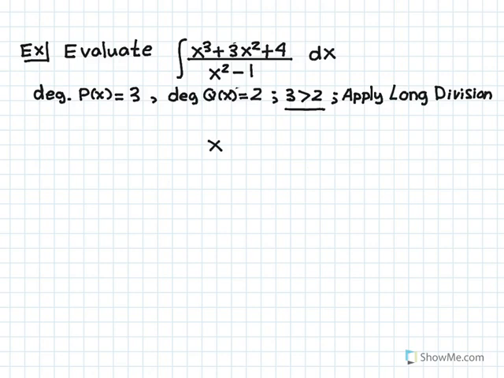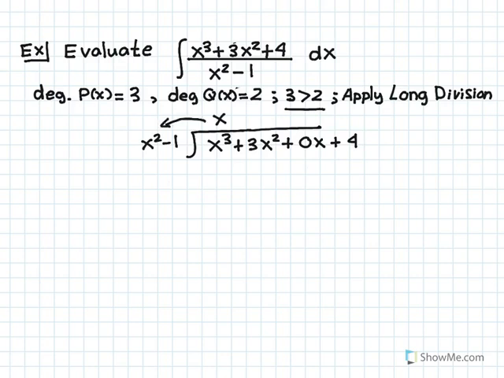So we have x cubed plus 3x squared plus 0x plus 4 divided by x squared minus 1. x squared goes into x cubed, x times. Now distribute. x times x squared is x cubed. x times minus 1 is minus x. Let's put a filler here, 0x squared, and plus 0, another filler, and now subtract.